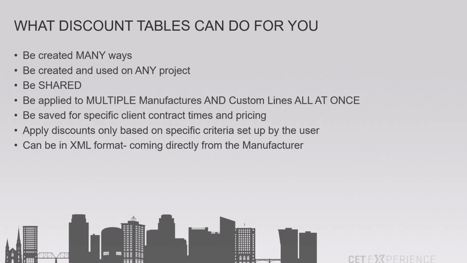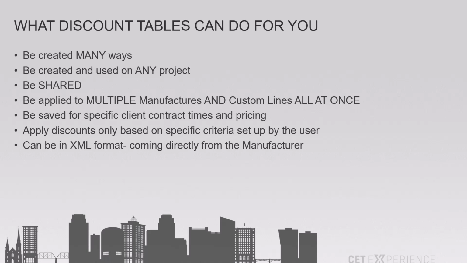You can apply your discounting structure to multiple manufacturers as well as custom line items, all with a single click. So once your discount table is set up, even those manually entered items that would go in a pick list, you can now discount because it's not going to be based off of a specific manufacturer code or catalog code. It's based off of the part that you're ordering.